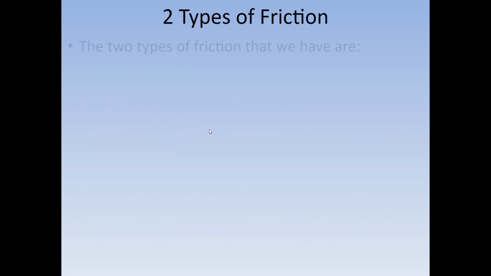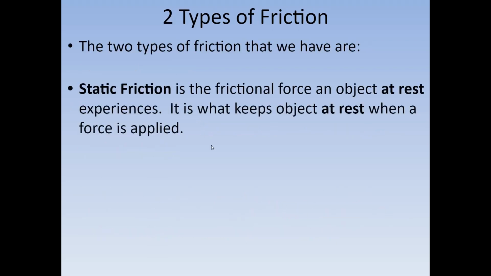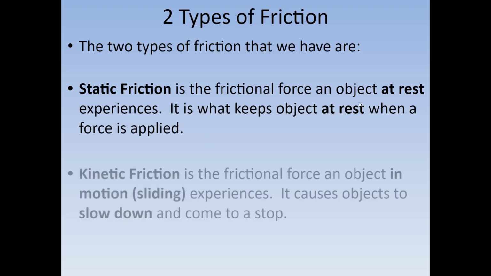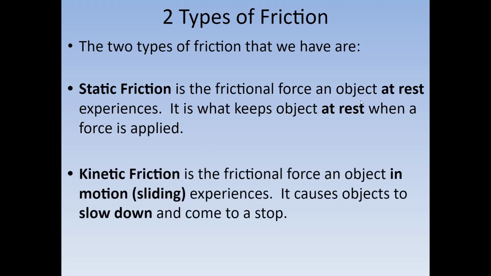There's two different types of friction. There is the static friction. Now, the static friction is the frictional force needed to keep an object at rest. So anytime an object is at rest, it's going to experience static friction, the force holding it in place while it is remaining at rest. On the flip side, we have kinetic friction. That's the other one. This is the force of friction that an object that's moving, sliding in motion experiences. And this is what causes the object to slow down and come to a stop.